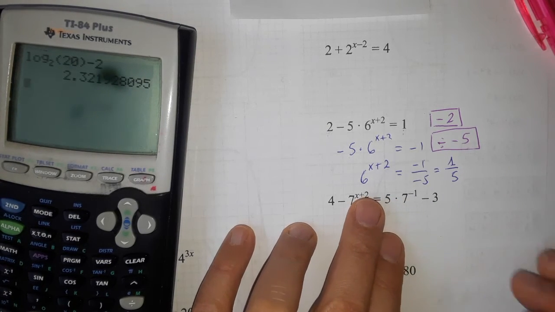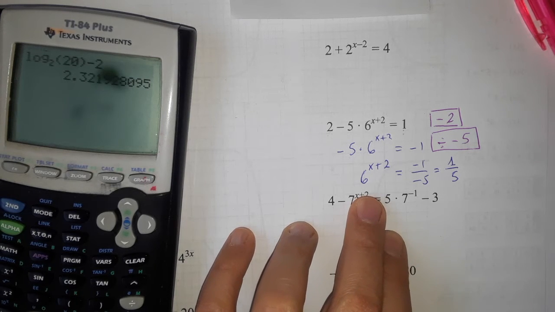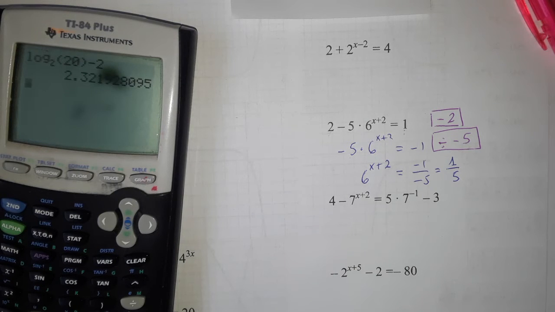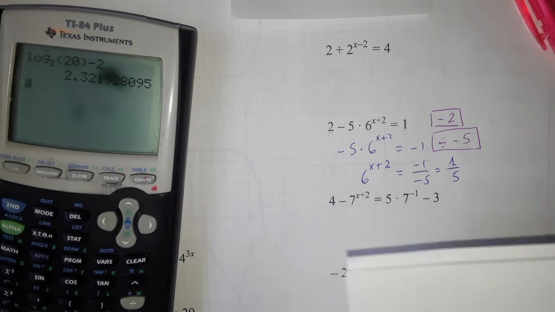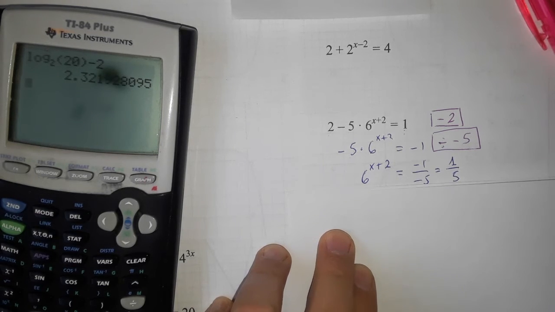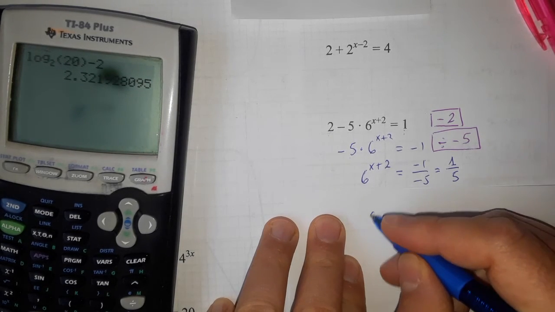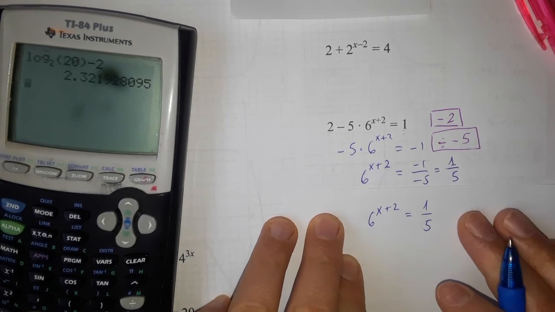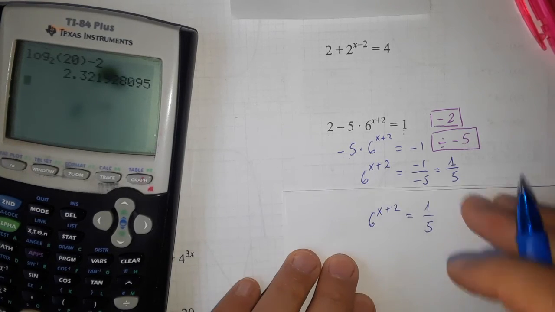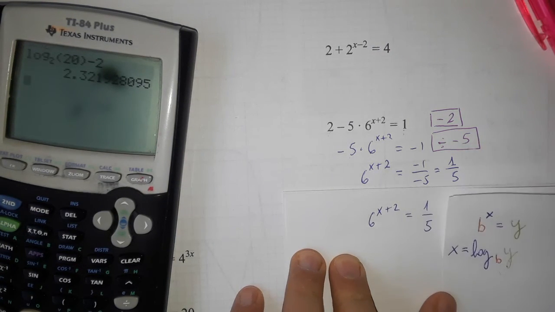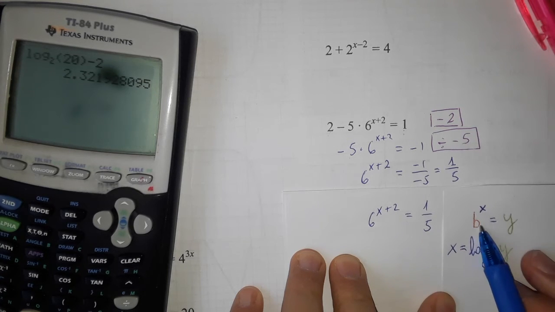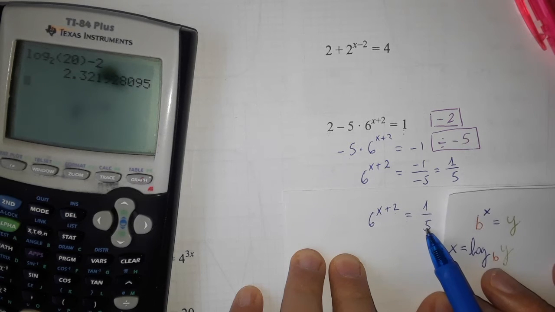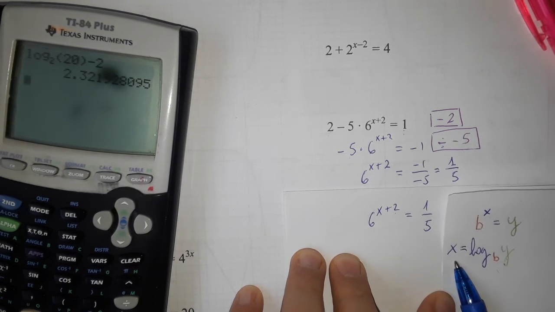So I have 6 to the x plus 2 equals 1/5. Okay. Now we have actually already reached a point where we have this formula. So b is 6, the exponent is x plus 2, and y is 1/5, right? So we just apply this formula again.